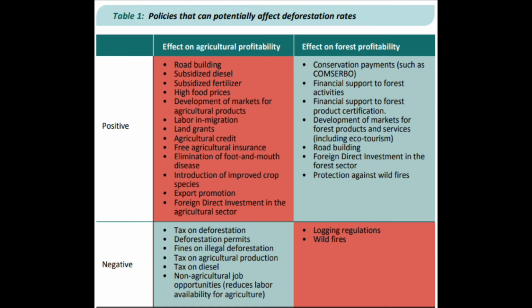Here, in the chart above, you can see the policies that can potentially affect deforestation rates. On the left, the effect on agricultural profitability, and on the right, the effect on forest profitability. The top two squares are positive attributes, and the bottom two negative. Please take a few moments to read through this chart.